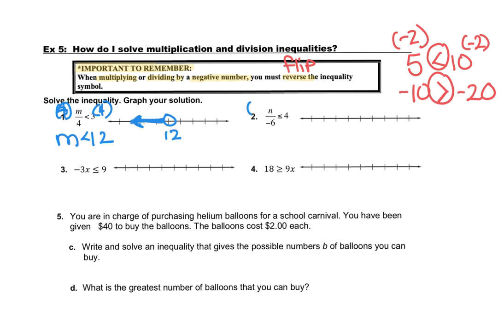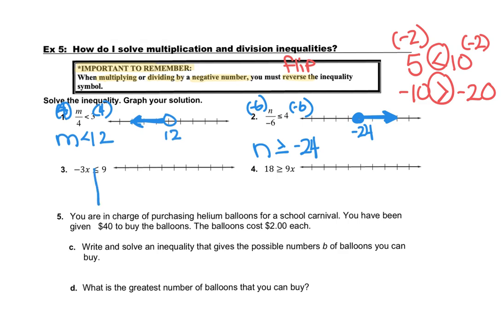Now for our next one, notice that we're dividing by a negative. So we need to multiply by a negative on both sides. And because we multiplied by a negative, we have to flip that inequality sign. So make sure that you flip that, and then we'd have negative 24. Because it's greater than or equal to, I'm going to have it solid, and it's going to go to the right.